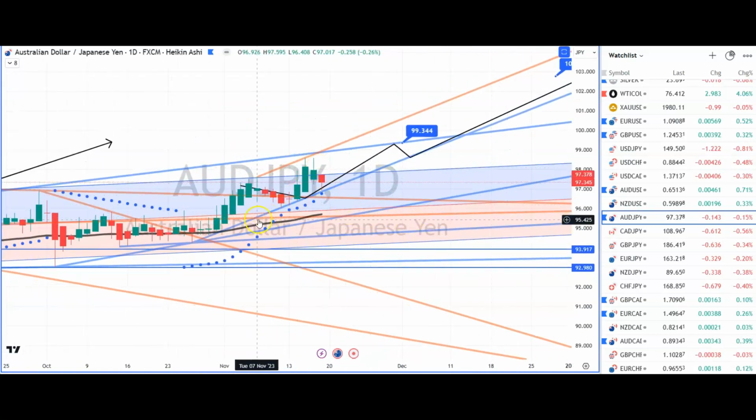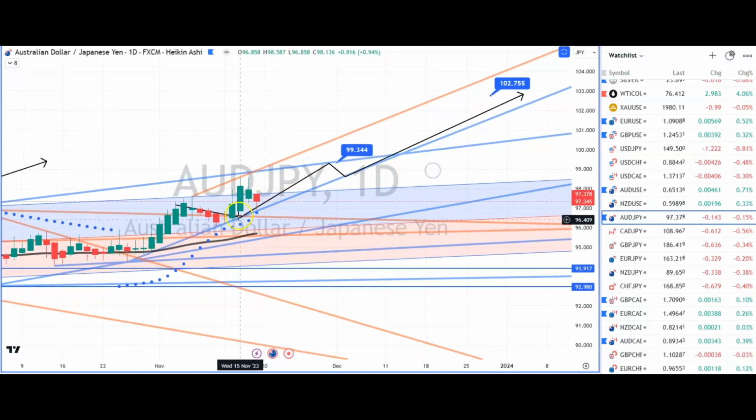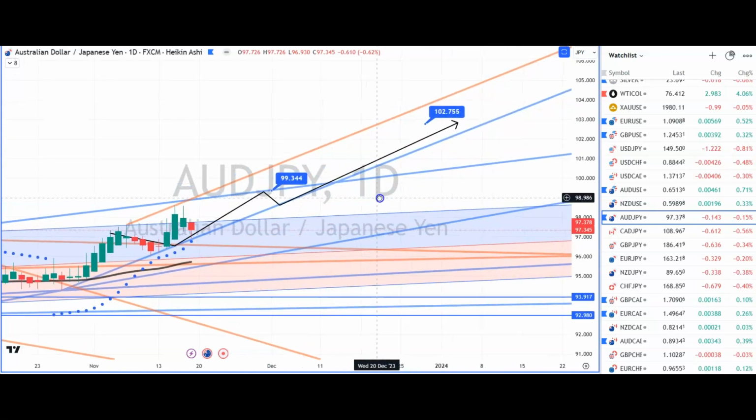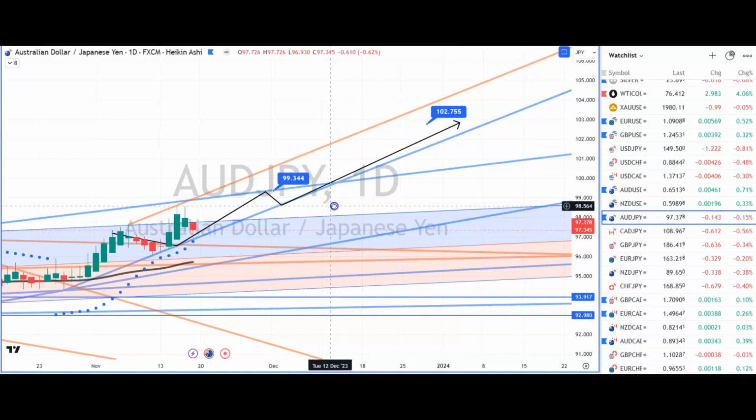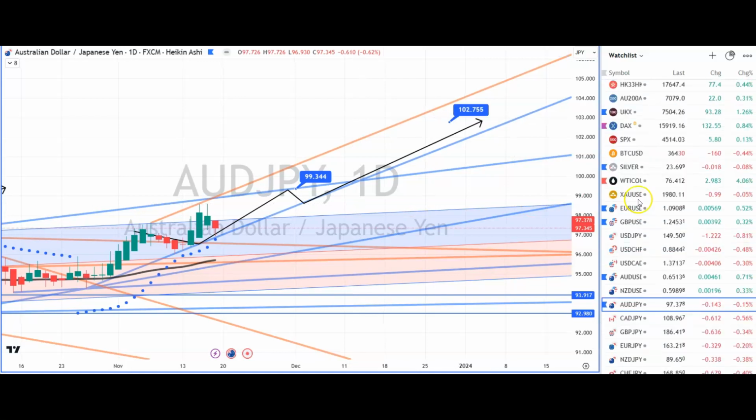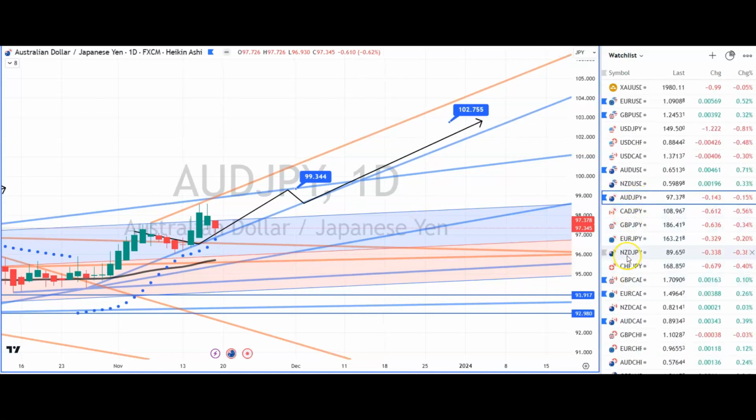And you can see it's bouncing off this several times and failing to go lower. If it decides to hold on to market structure, then of course we can have a target of 99.34 and then on to 102.75. Now the 102.75 is based upon the yen futures collapsing. So if that does happen in the next few days, then of course we'll be straight back into the yens.